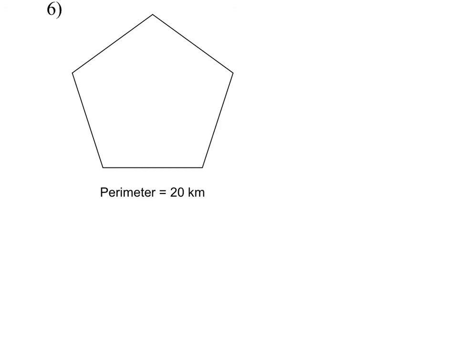Now on this one I have the perimeter already. I have 1, 2, 3, 4, 5 sides. Since this is a pentagon, each side is 4 kilometers. Now I need to find my apothem, the measure right here. So I need to find a. Again, I'm going to do the triangle. Remember that this angle is 360 divided by 5, so it's 72. And 72 divided by 2 is 36.